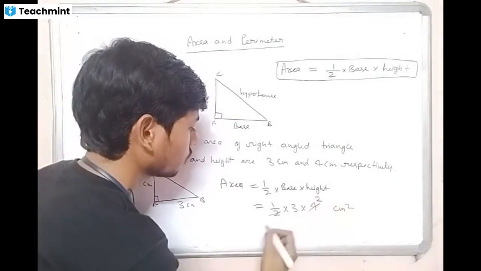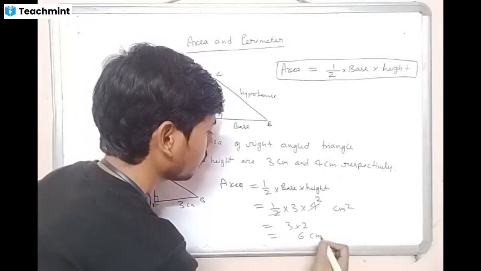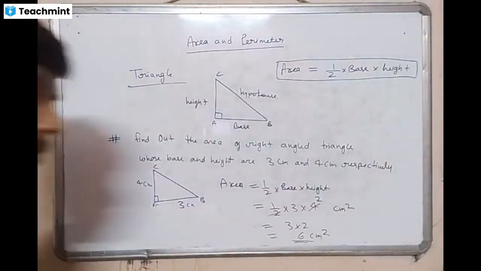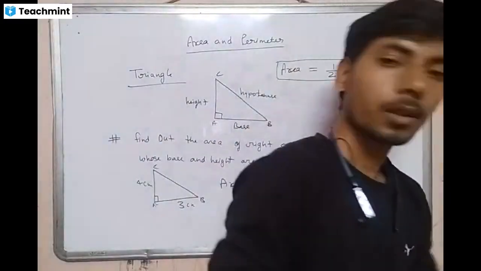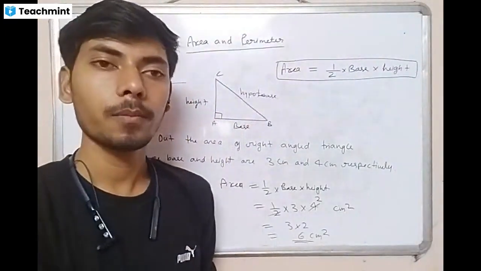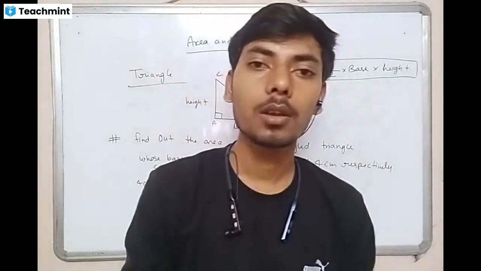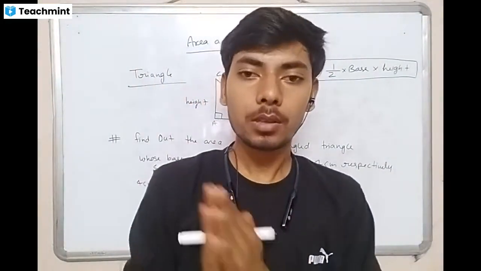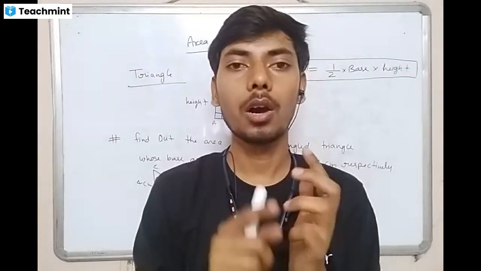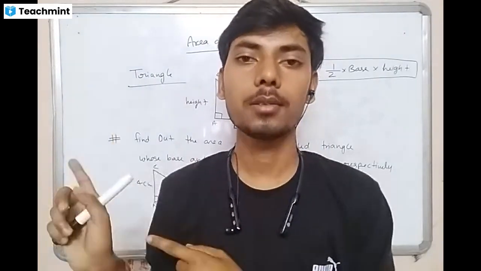2 2s are 4. So you can say 3 into 2 is equal to 6 centimeter square, which is your correct answer. I hope you got it. So for today, your class ends here, and I hope you easily understood how to solve this chapter, area and perimeter, how to find out the area and perimeter of a square, rectangle and triangle.